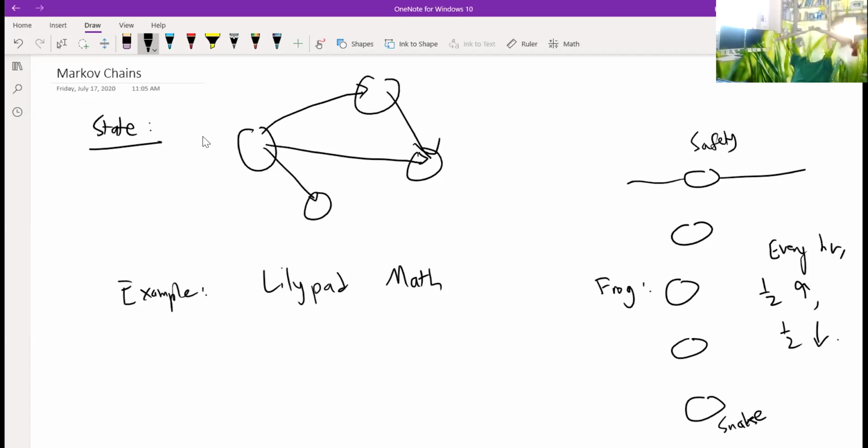That could be a problem we're looking at. So obviously, due to symmetry, you can see that it's probably half. But we're going to just look at the idea of the scenario here. So for example, each of these lily pads can be interpreted as states.